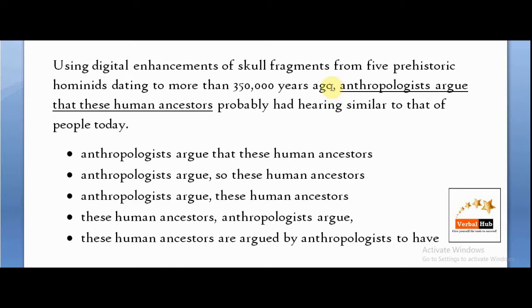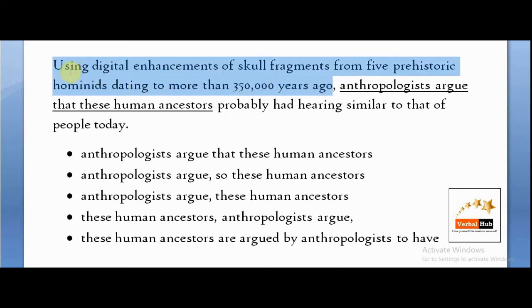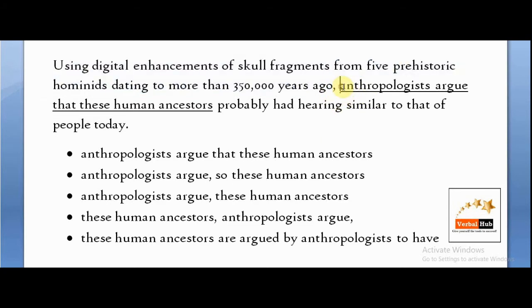Remember people, whenever there is a phrase before comma, it plays a role of modifier. What is modifier? A piece of information for noun. And how to justify that this is the correct noun or incorrect noun? To understand that, we just have to use the first few words of the phrase. Using digital enhancement of skull fragments. Who can use it? No doubt, anthropologist.